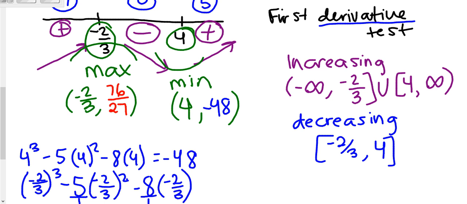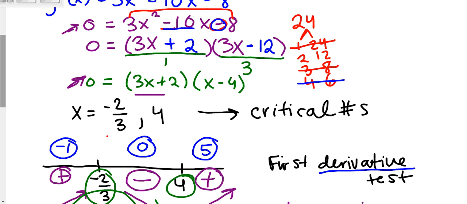And there are our answers. We have our increasing and decreasing, we have our max and min, and up here we identified what our two critical numbers were.